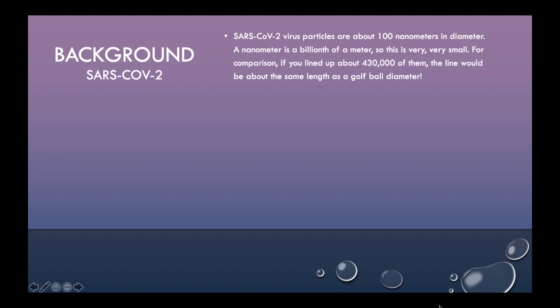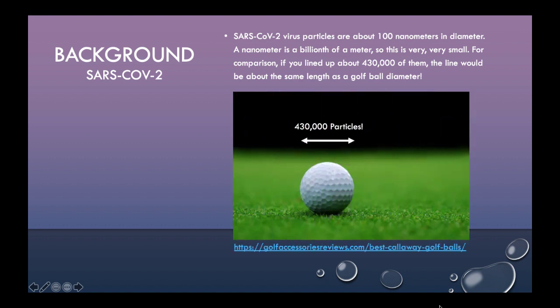SARS-CoV-2 virus particles are about 100 nanometers in diameter. A nanometer is a billionth of a meter, so this is very, very small. For comparison, if you lined up about 430,000 of them, the line would be about the same length as a golf ball in diameter.